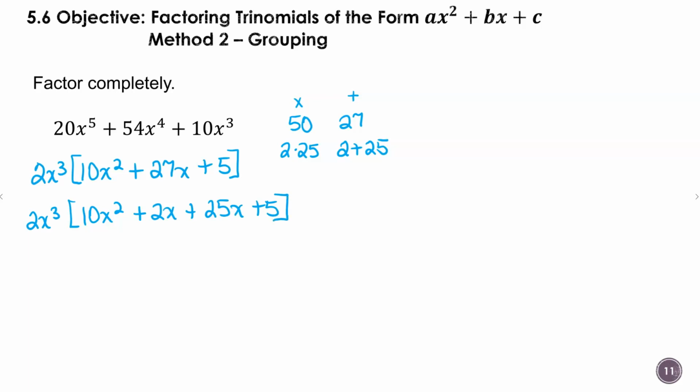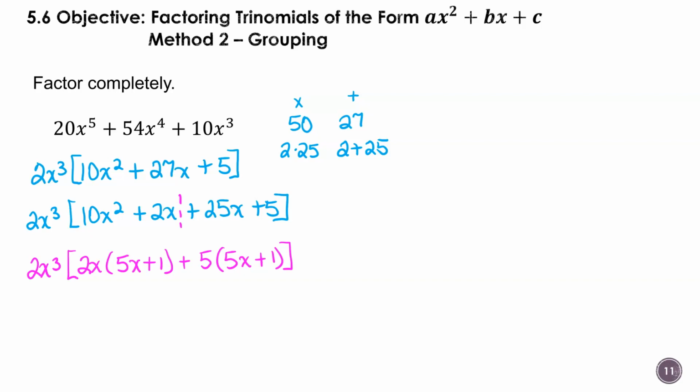And then group. So I'm going to group and factor out my common factors for each group. For my first two terms, I will take out a 2x, and that leaves me 5x plus 1. On the second two, I can remove a 5. My common factor is 5, and that leaves me 5x plus 1. Remember that what's in parentheses has to be exactly the same.